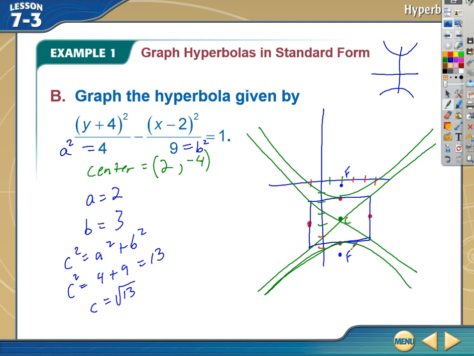Alright, so now these are the easy ones because they give me all the information. The next ones, they're going to give me pieces of information. I need to go find the other pieces. They're not going to give me the whole equation. I have to go find out what that equation is. So here we go.